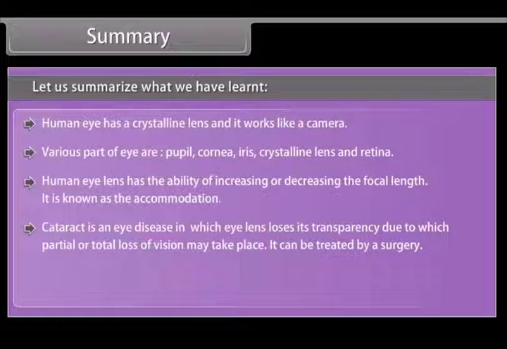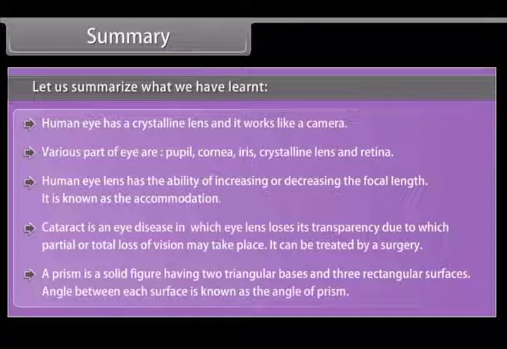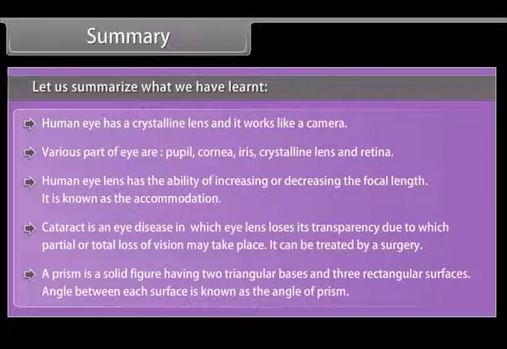Cataract is an eye disease in which the eye lens loses its transparency, due to which partial or total loss of vision may take place. It can be treated by a surgery. A prism is a solid figure having two triangular bases and three rectangular surfaces. Angle between each surface is known as the angle of prism.